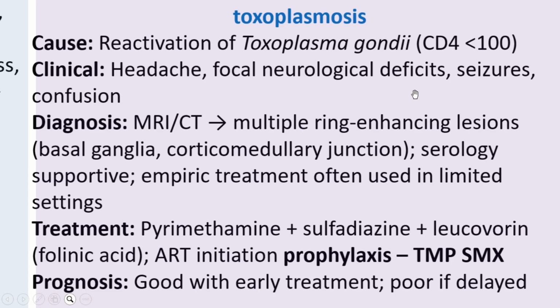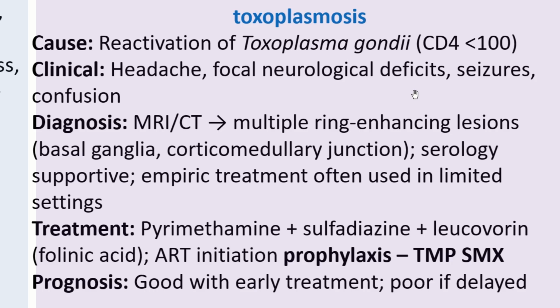Then we have toxoplasmosis. Now, toxoplasmosis is going to come as a result also of reactivation, and this is going to happen when the CD4 count is actually less than 100. And toxoplasmosis is going to be caused by Toxoplasma gondii, which is got from maybe the litter of cat or from kittens. So these people will come in with focal neurological deficits, seizures, confusion, and also headaches.